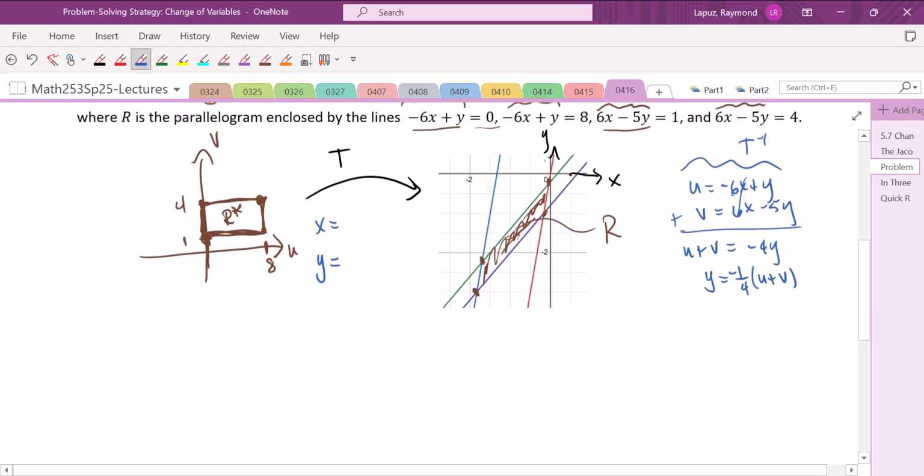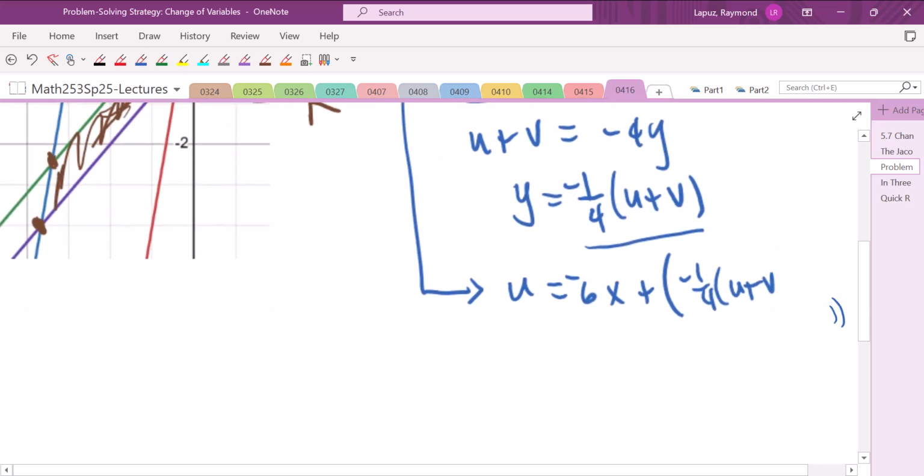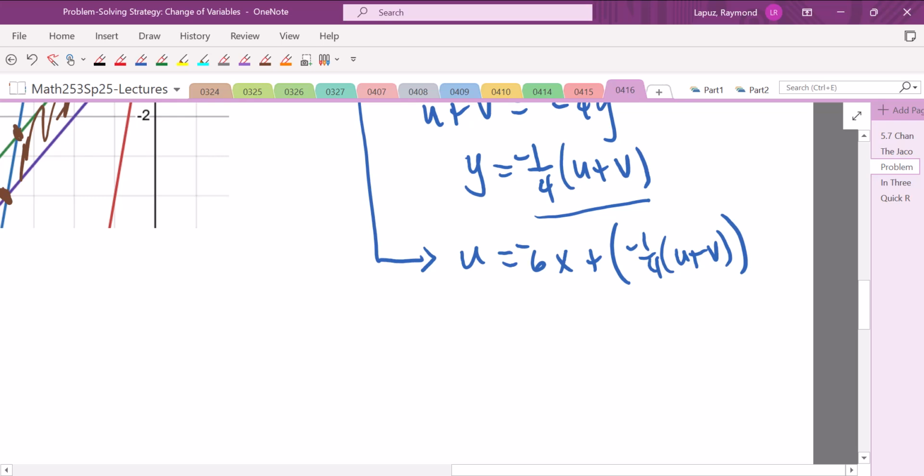Okay, that's fine. And then now I need to replace this with one of these things to solve for x. Maybe I'll choose this one and say u is equal to 6x, negative 6x plus y, negative 1/4 u plus v. So what is that? I need to solve for x.